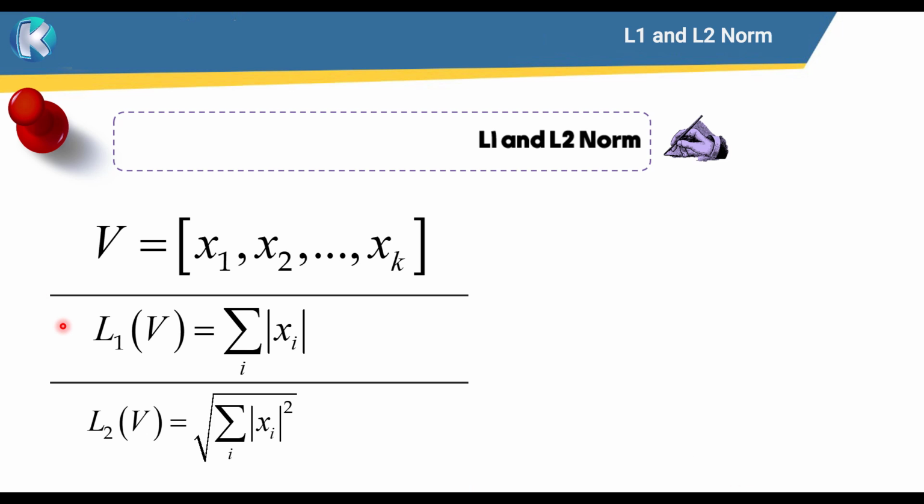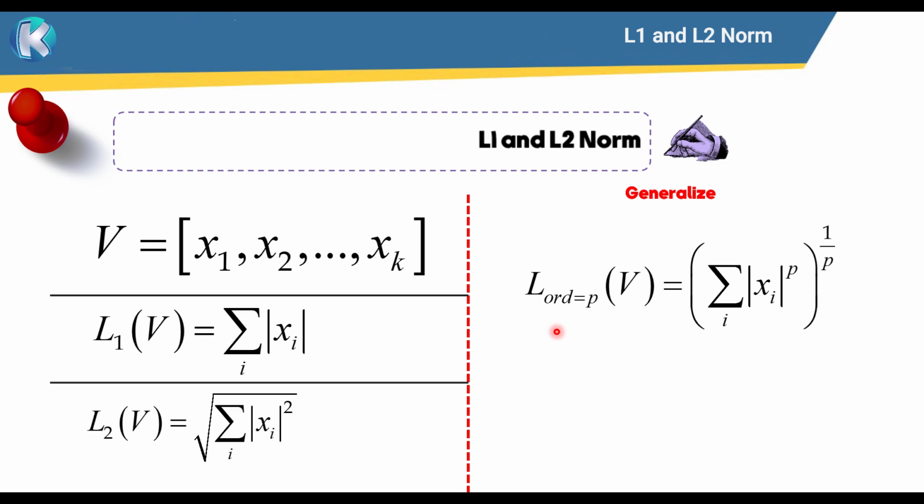So as we have said, this is the L1 norm of vector v, this is the L2 norm of vector v, and also remember that we can generalize this and define the norm with order equal to p. So the norm of order p of vector v is equal to this formula. You can see that it is the summation of the absolute value of xi to the power of p, and the whole term to the power of 1 divided by p.